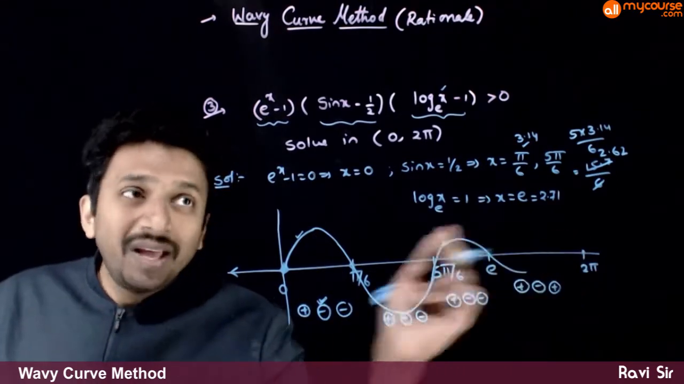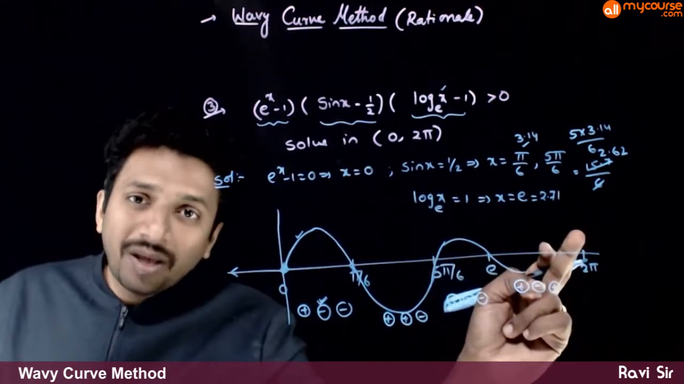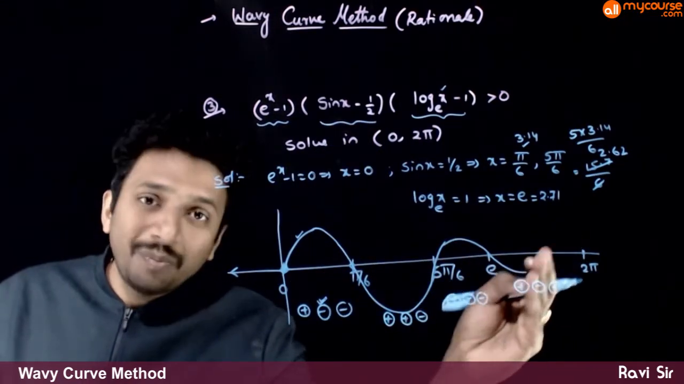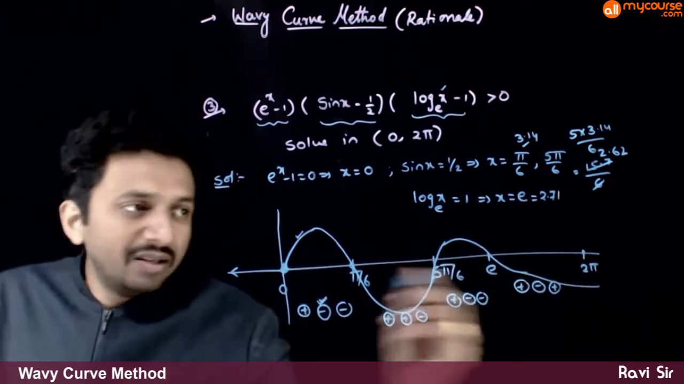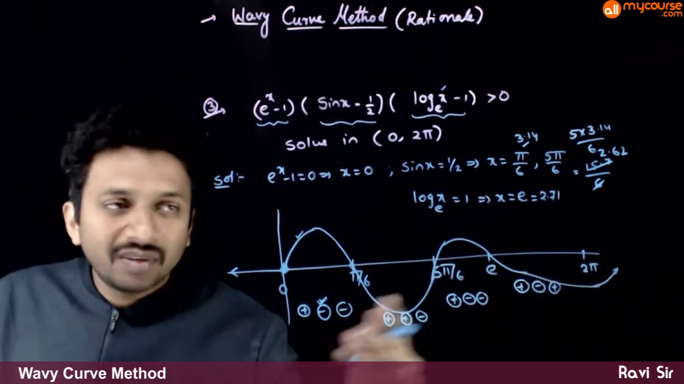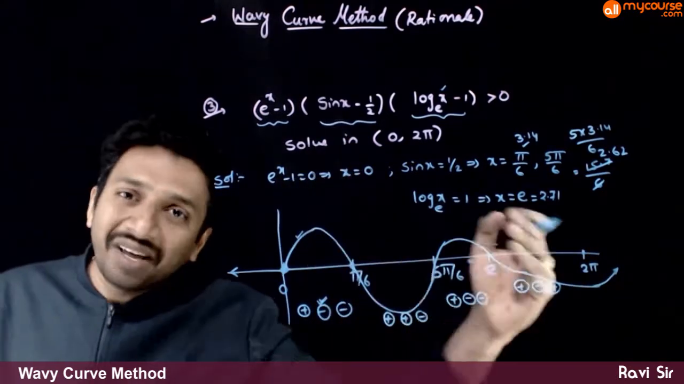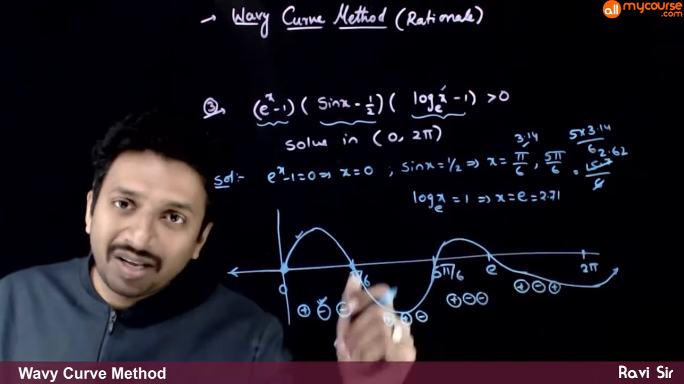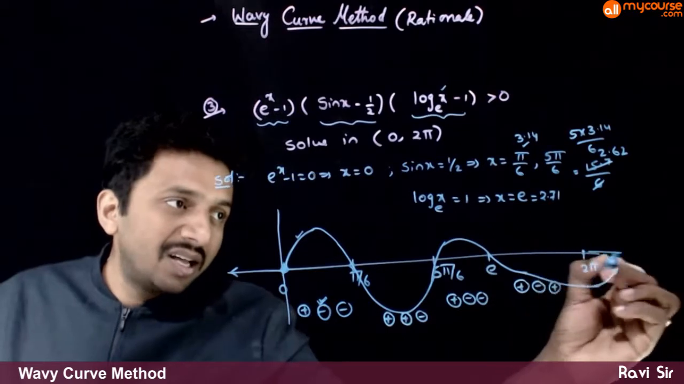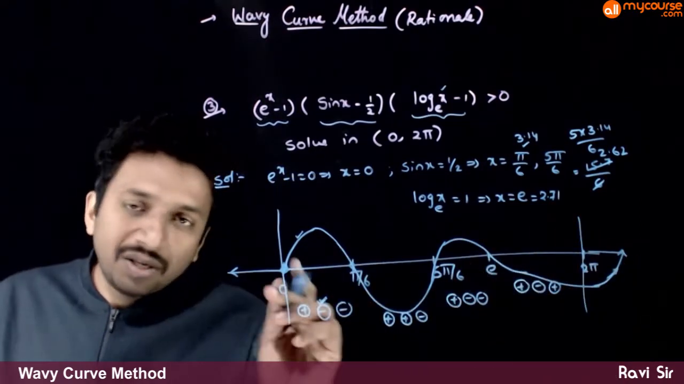And 2 pi is not a critical value for any of this. That means at 2 pi the curve does not meet the axis. So it goes on going like this. It might meet the axis at some other point where sin x is equal to half again, in the fifth quadrant, that is in the first quadrant again, 2 pi plus pi by 6. The curve meets the x-axis there. But you are only concerned from 0 to 2 pi.